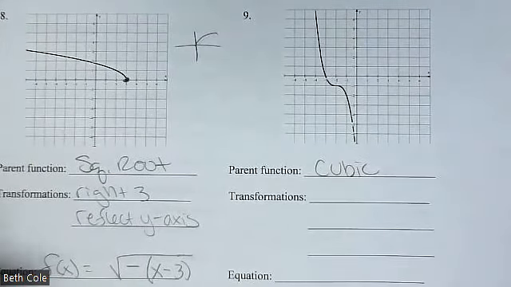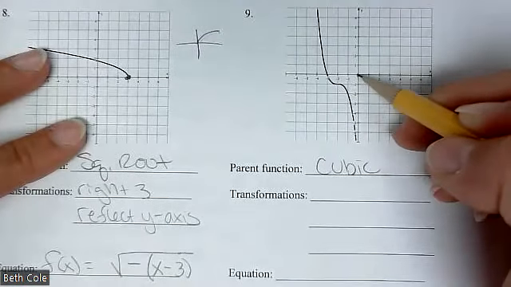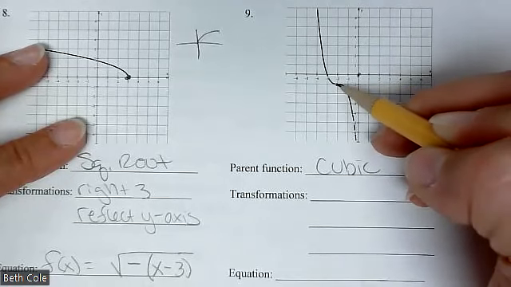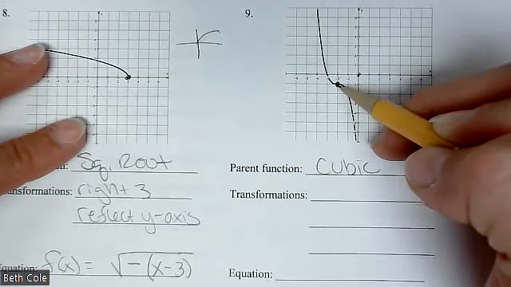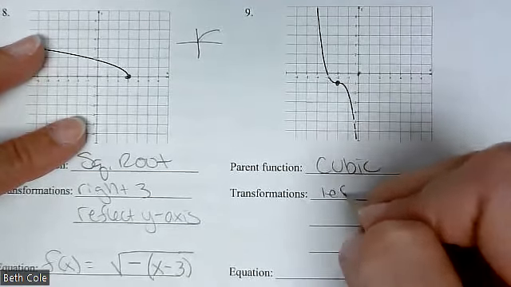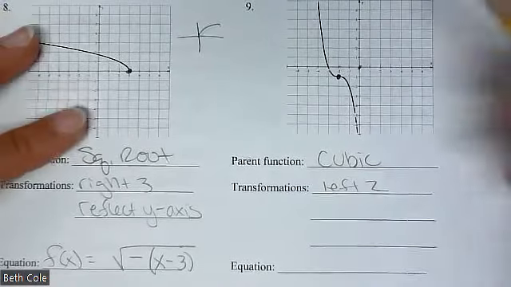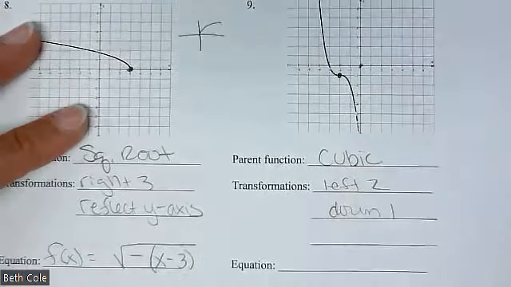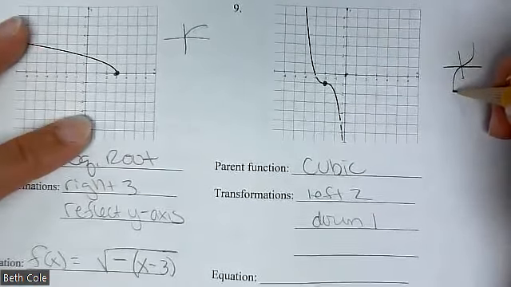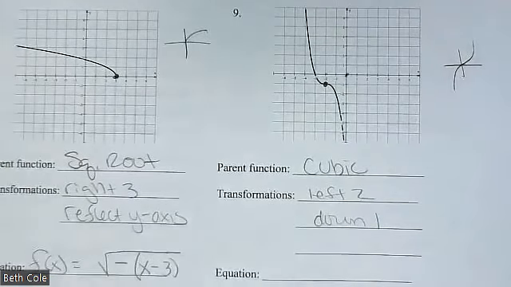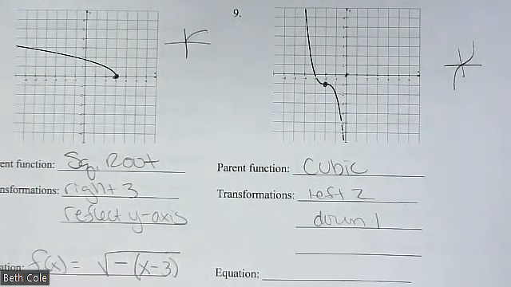There are 3 transformations. I would get the center first. Instead of being at the origin, it's now over here. This is your center point. Left 2, good. Down 1, perfect. Now the parent function looks like this. So, okay, it could be reflect over x or reflect over y. They're actually both correct because it's symmetric every which way. Do you get what I'm saying?